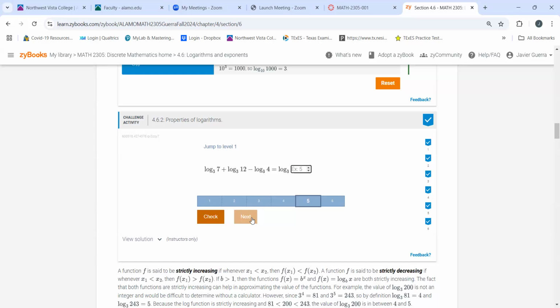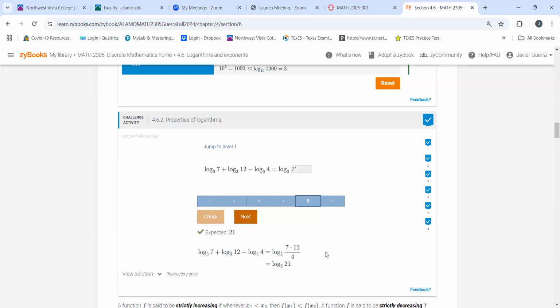All right, so I have log base 3 of 7 plus log base 3 of 12 minus log base 3 of 4. Plus means to multiply, so that would be 84. So 84 divided by 4 should be 21, I think. Yes.